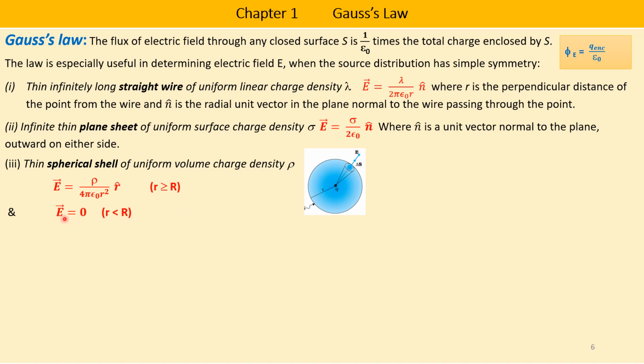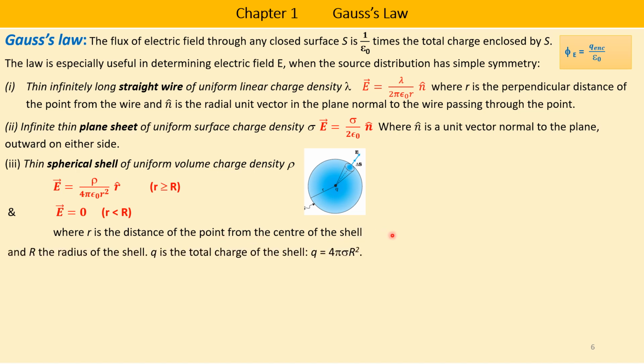So E vector is equal to 0 when small r is less than capital R, that is inside the shell. Here you write capital R when small r is less than capital R, E is 0, where r is the distance of the point from the center of the shell, and capital R is the radius of the shell, and Q is the total charge of the shell.